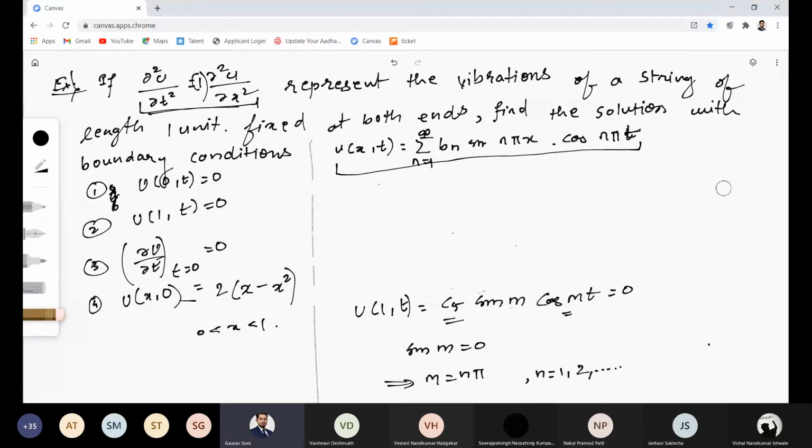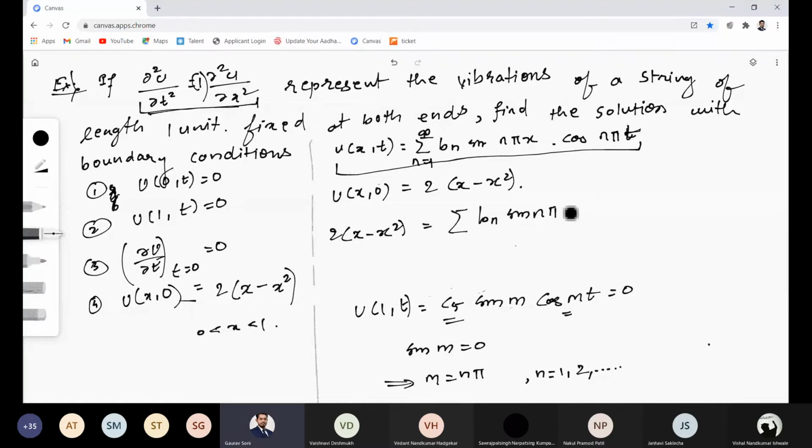Now the last condition, U of x comma 0 is equal to 2 times x minus x square. This is equal to summation bn sin n pi x, n running from 1 to infinity. So this is half range Fourier sine series.